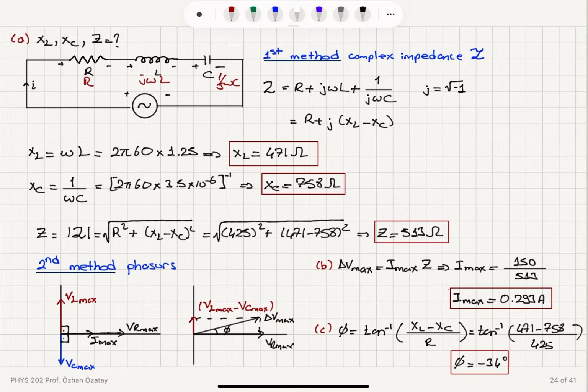So instead of being in the counterclockwise direction, this is actually in the clockwise direction. So the current is basically leading the voltage instead of lagging the voltage. So that's the end result.